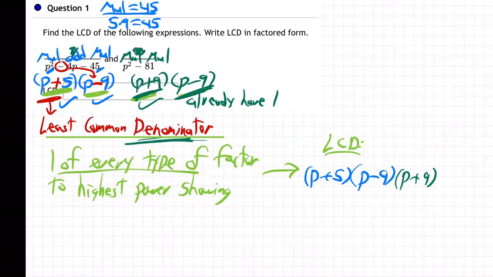Now sometimes that gets confused. People go, Mr. Henry, there's 2 of them. Shouldn't we take squared for the P minus 9? No, if one of them had a squared or a cubed showing, then I would take that, but we don't have that. So you just take one of every type. That's why, even though there's 2 P minus 9s, I don't take another one. I just take one of every type. And so there we go.